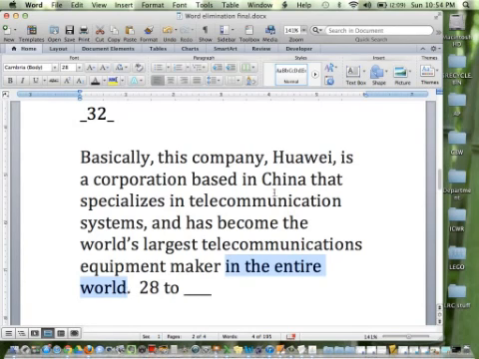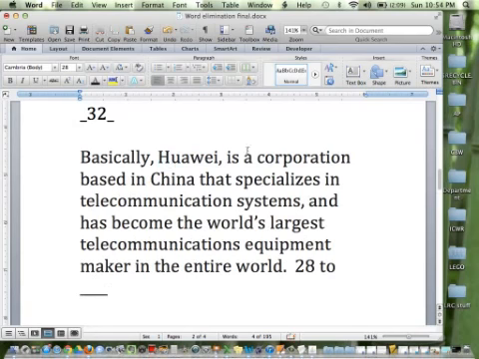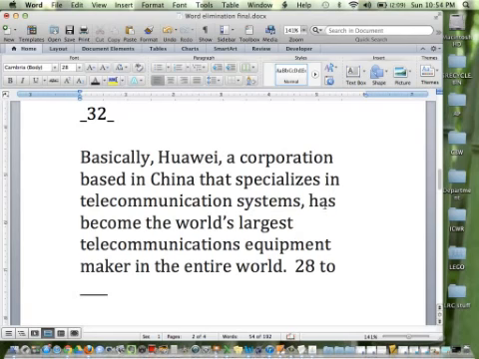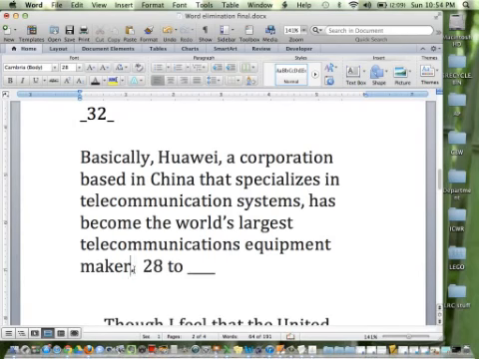Okay, let's start cutting. I'm going to take this out. I'm going to take out the linking verb is because that's often a very weak verb. A corporation based in that specializes, all right, has become the world's largest. There we go. Let's read it now. Basically, Huawei, a corporation based in China.